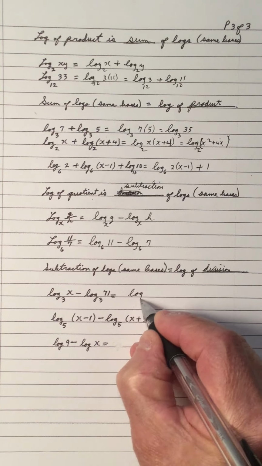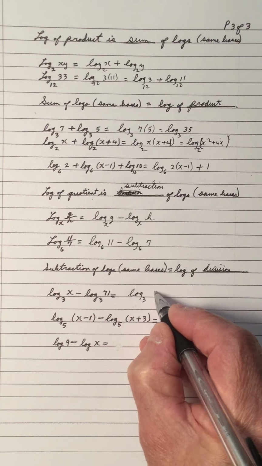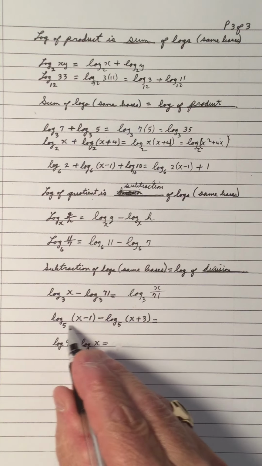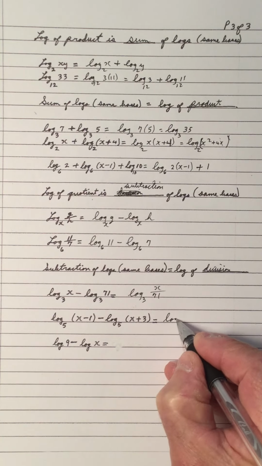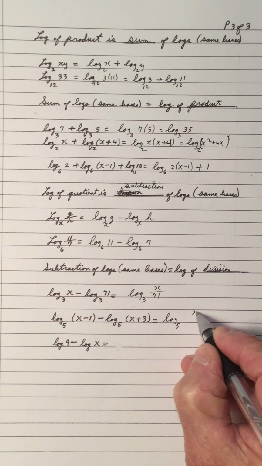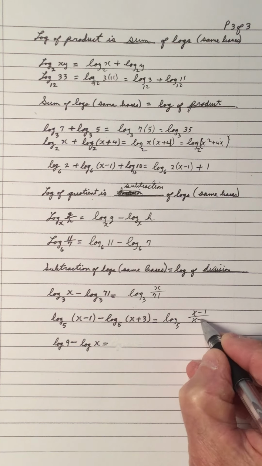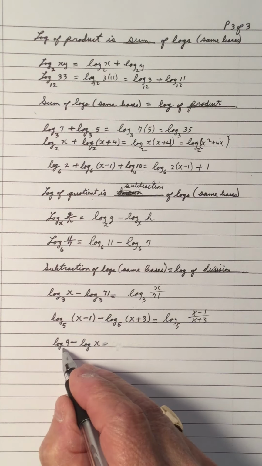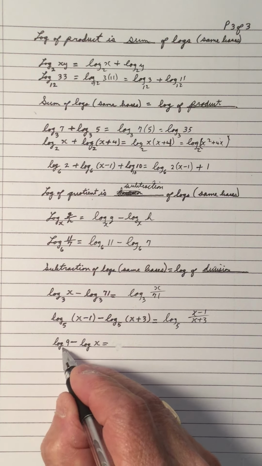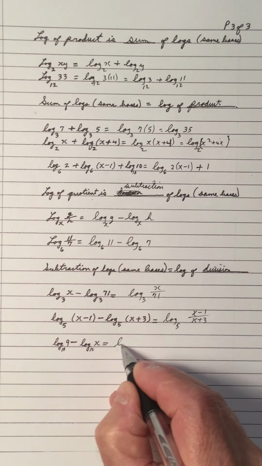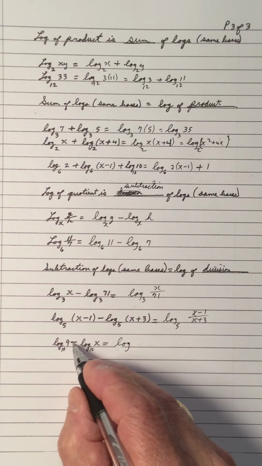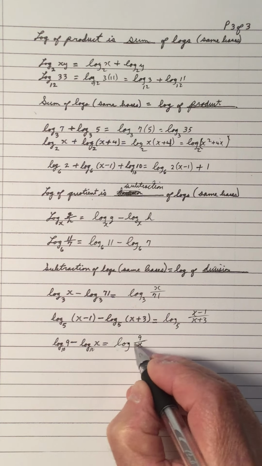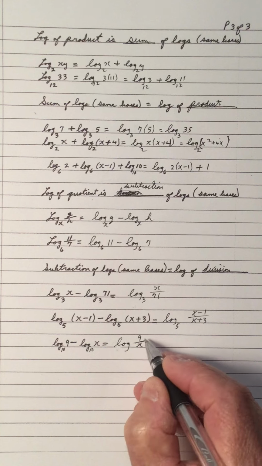So this is the log, base is 3, and it's x divided by 71. And this is a subtraction of 2 logs, so that's the log of a division. So the base is 5, so it's x minus 1 over x plus 3. And this is a subtraction. Notice there is no base here, but the base is understood to be a 10 and a 10. So that's the log. The log of a subtraction is a division. So that's 9 divided by x. That's the log of 9 divided by x.